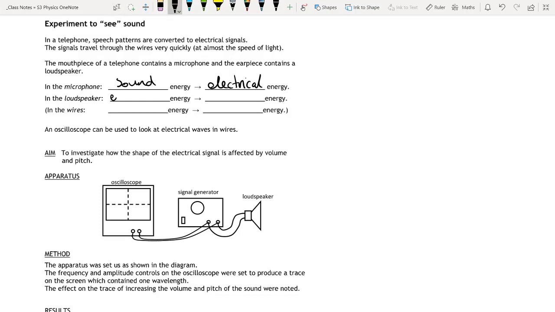And in the loudspeaker, it's the opposite way around, so it's electrical to sound energy. It takes those signals and produces a sound. Anyone have a guess at the wires? It's a tricky one. Excellent, yes. So electrical energy, and it makes the electrons move, so kinetic energy.